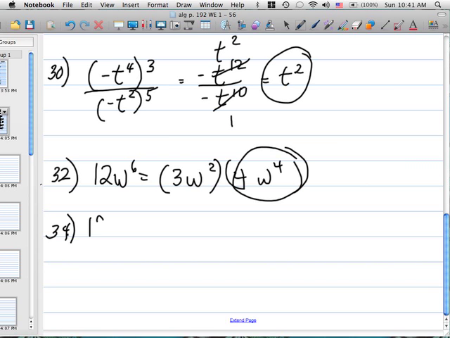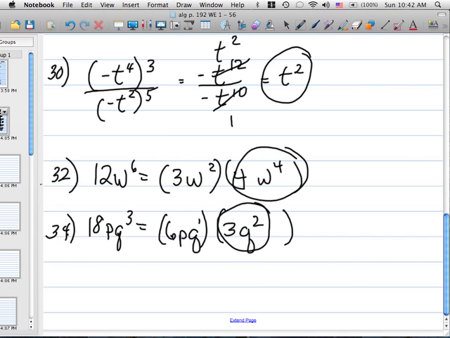34, I have 18pq cubed. First factor is 6pq. I need to find the second one. 6 goes into 18, 3. And I have a p and a p here, so I don't need any more. And this is q to the 1st, so taking that away from q to the 3rd, I need a q to the 2nd.